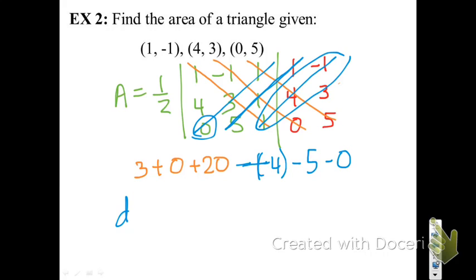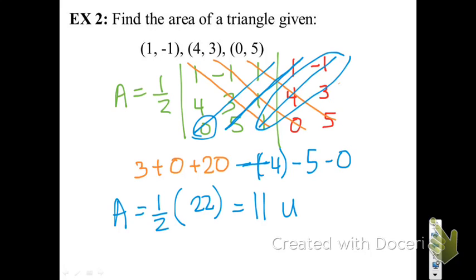And because we're looking for area, we have to take half of it. So we have 3 plus 20 plus 4 is 27, minus 5 is 22. We're going to take half of that to get 11, and then I like to say units squared, just in case we were to attach units onto that. And that is one way that we can use the determinant to solve the area of any kind of triangle.